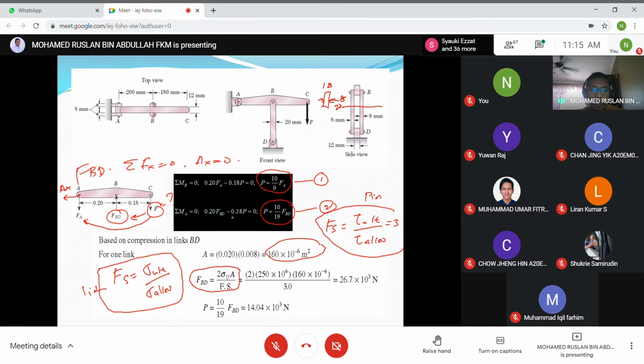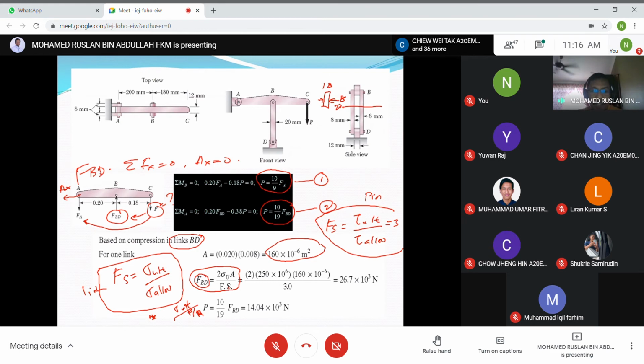So now we go one by one, for example, for the link BD. For the relationship between sigma ultimate and sigma allowable, Fs equal to 3. We can rearrange the position of the symbols. We want to determine F, for example, F allowable. Fs equals sigma ultimate divided by sigma allowable, equal to F divided by A, F divided by the area. If you want to determine F, you can rearrange the expression.